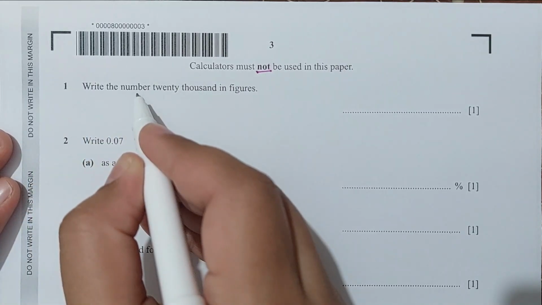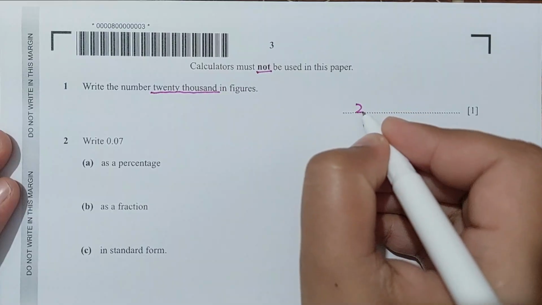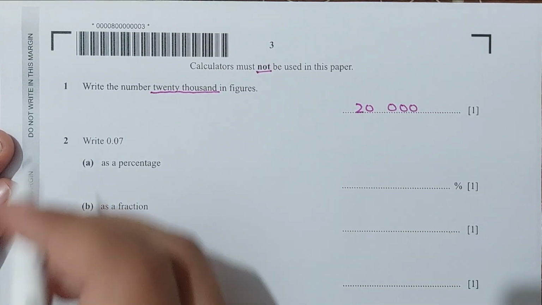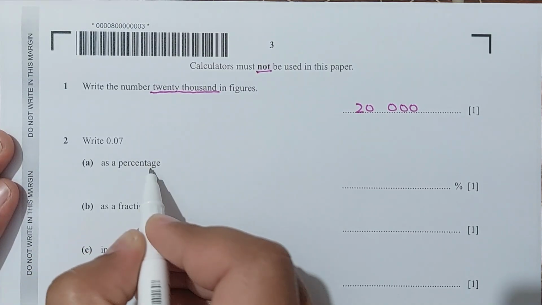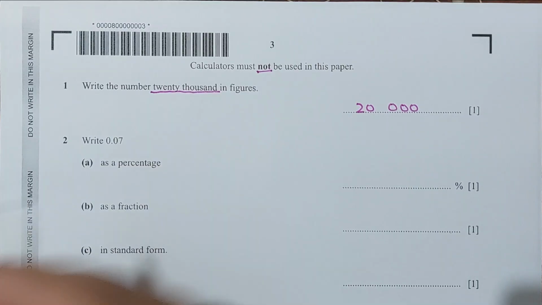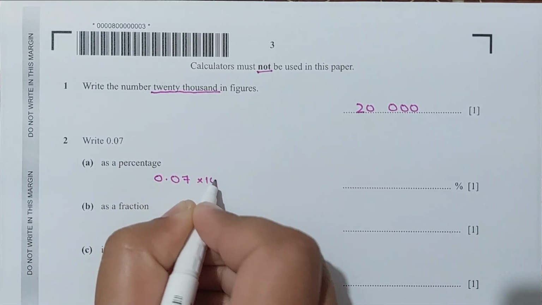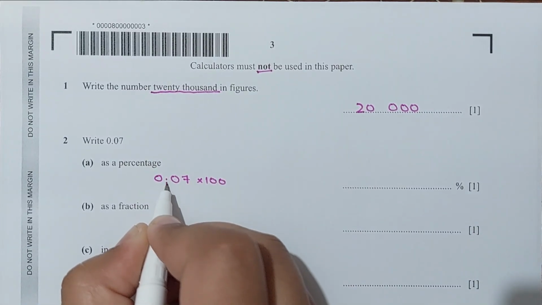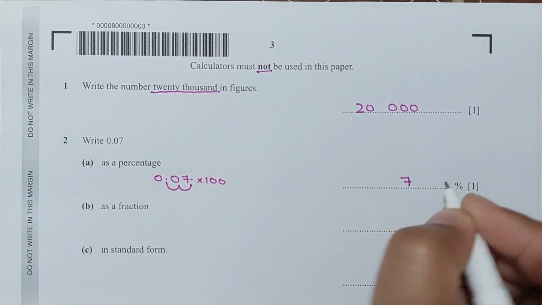Question number 1, write the number 20,000 in figures. So 20,000, this is a number in figures. Question number 2, write 0.07 Part A as a percentage. So for a percentage, you have to multiply the number by 100. Right, so there are two zeros, so you have to move the decimal point 1 unit and 2 units to the right, so it is just 7%.